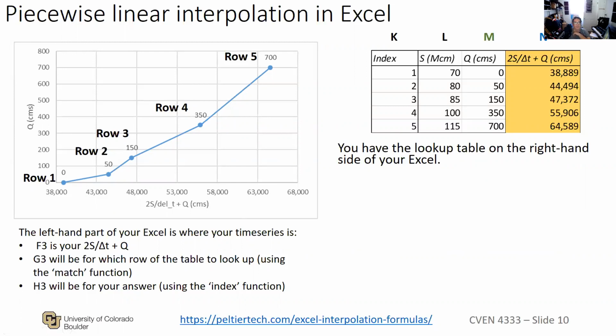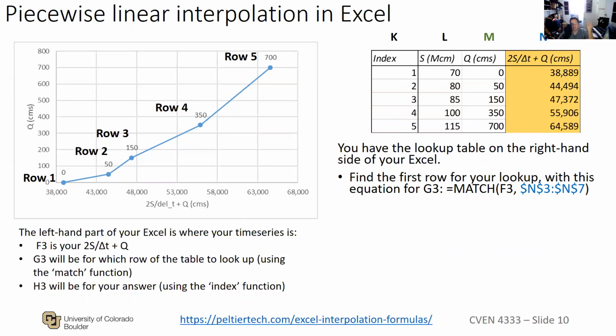Okay, so this lookup table is going to be on the right-hand side of the Excel sheet, and the time series are going to be on the left. You could also have the lookup table in a different tab if you wanted. So the first row for your lookup is going to be the equation for G3. So you're going to have this match. And given the list of your X's, where is the X that you are really going to be working on going to be found? Okay, so this is the X, and then you have the list. And then G3 will be able to be used in the other equation.